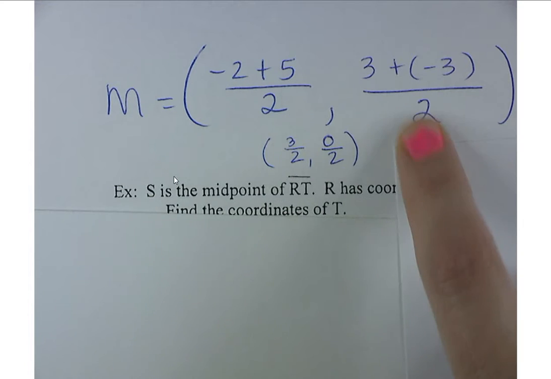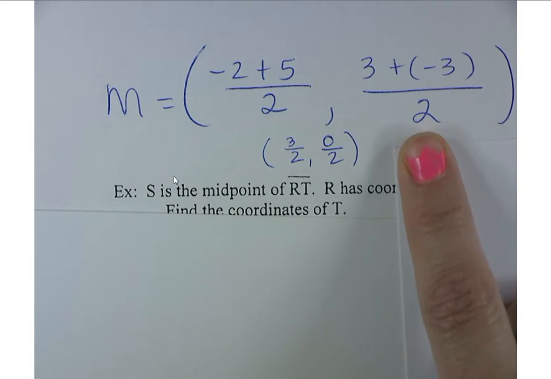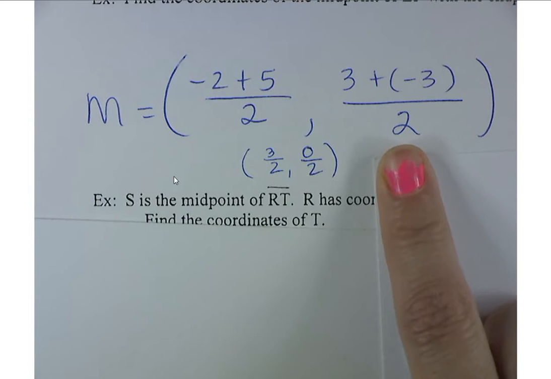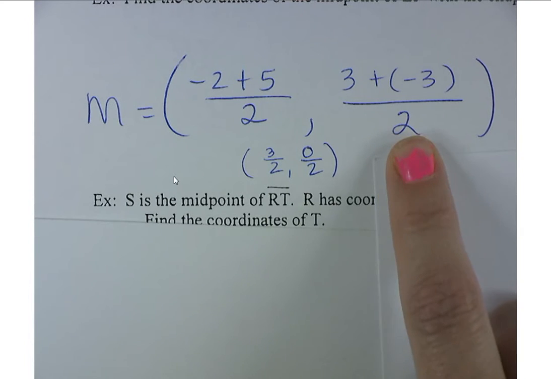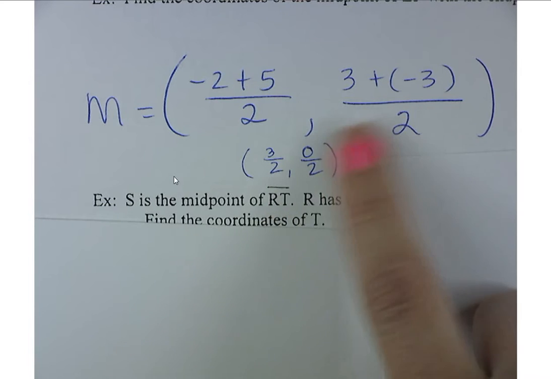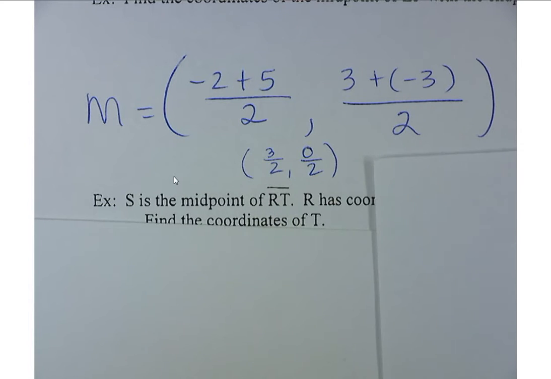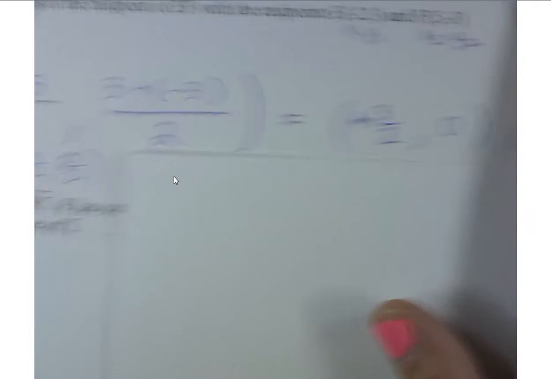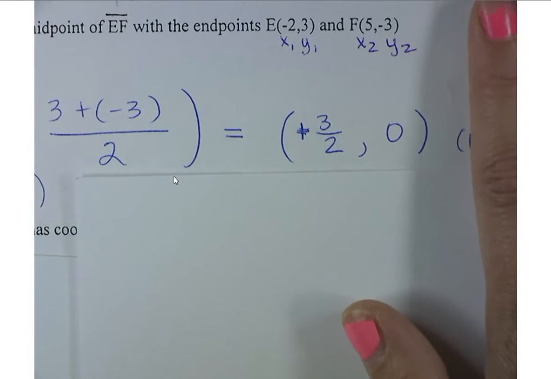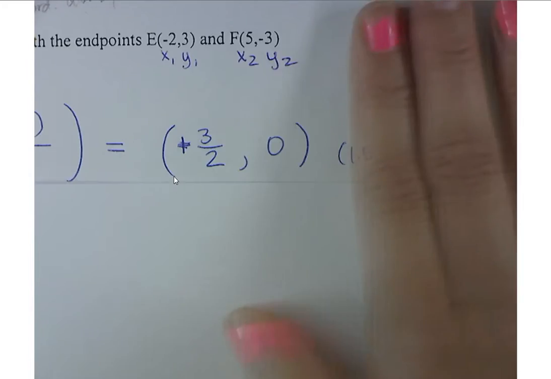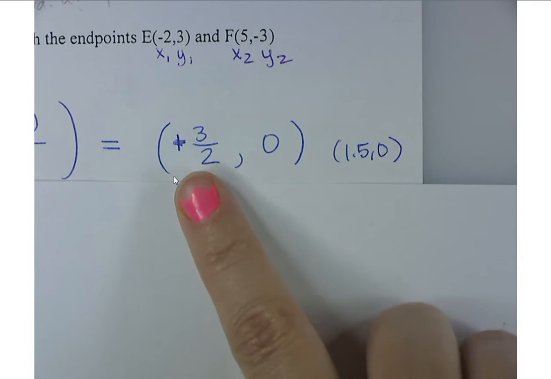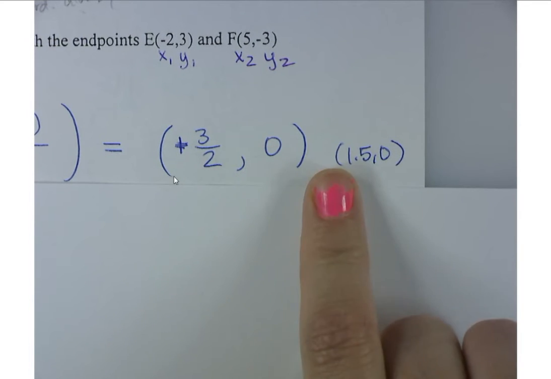0 divided by 2 is just going to be 0. What happens if 0 is in the denominator? That's when it's going to be undefined. You won't have to worry about that with this because your denominator is always going to be 2. But you can divide 0 by something. If you have 0 of something, you can share 0 with everybody. So you can write it as 3 over 2, 0, that's fine, or 1.5, 0.